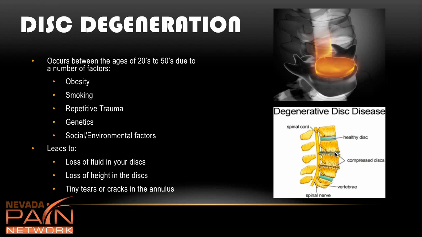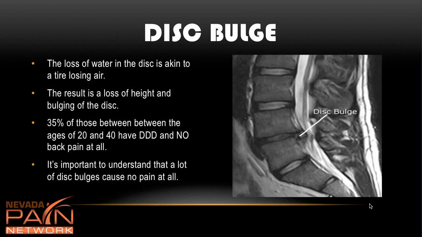So here's a cartoon that shows a normal healthy disc up here, and then two levels that have been compressed, and then it goes back to healthy. A disc bulge is when you lose water in the disc. It's almost like a tire losing air. The result is that you start to lose height, and then it starts to bulge, kind of like a flat tire, or a tire as it's getting flat starts to bulge out.